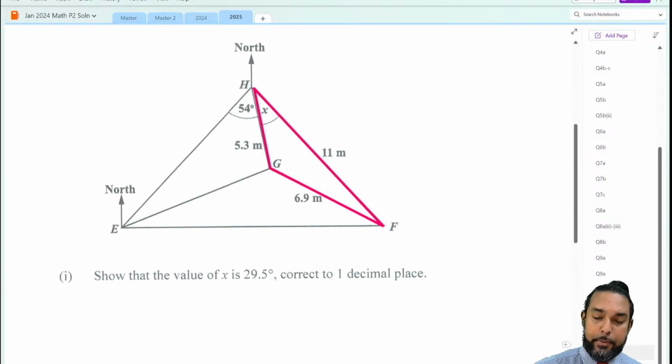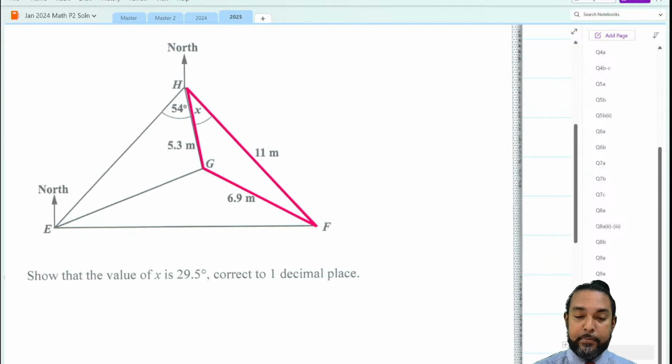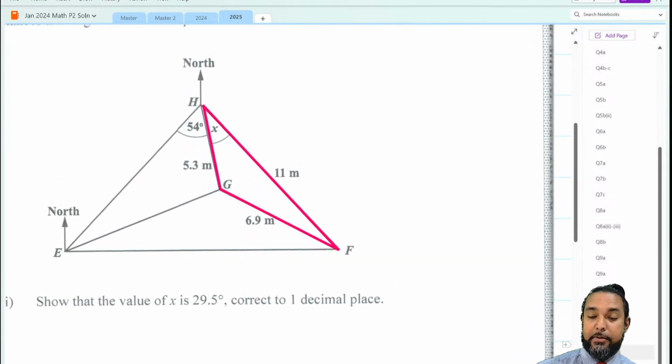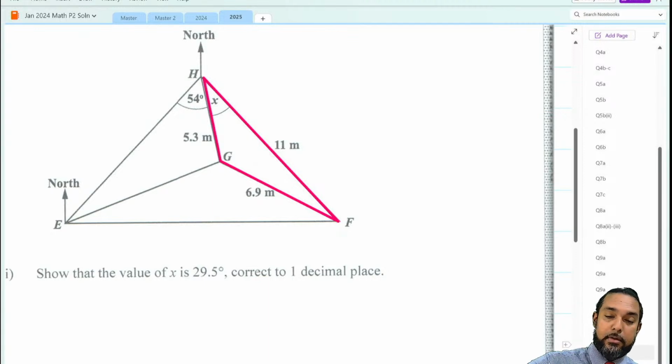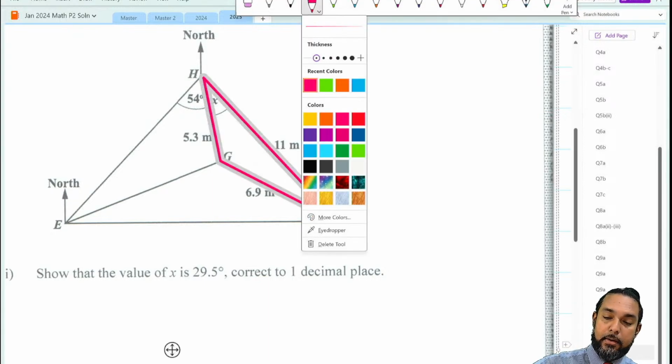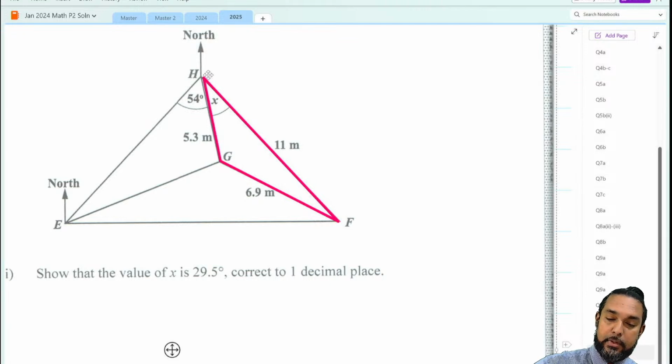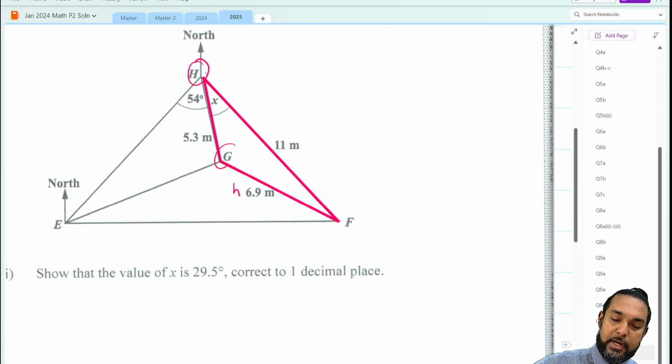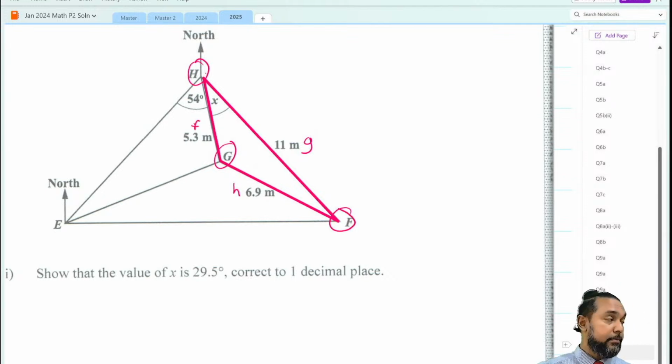Right. So what we have going on here is we have a triangle, the pink one. We have 3 lengths, and we have an unknown angle we have to find. So the only thing we could do in that particular case is either draw it to scale or use cosine rule. Call that H. So this side here will be H. That is G. So this side here will be G. That's F. So this side here will be F.